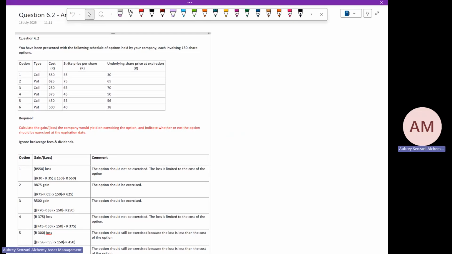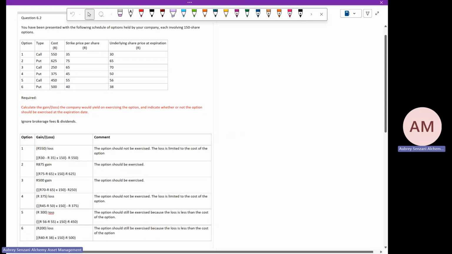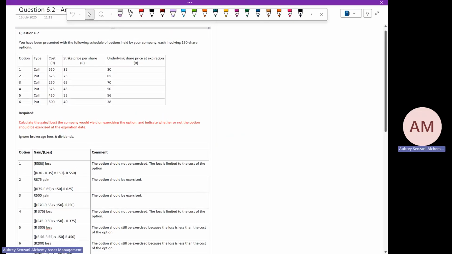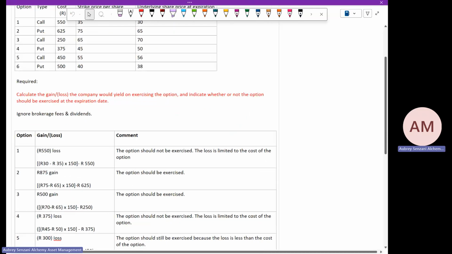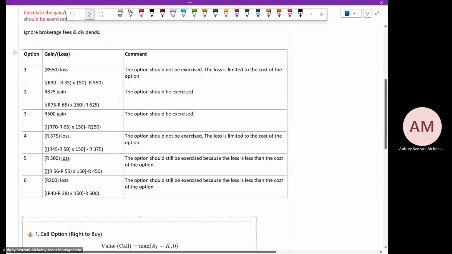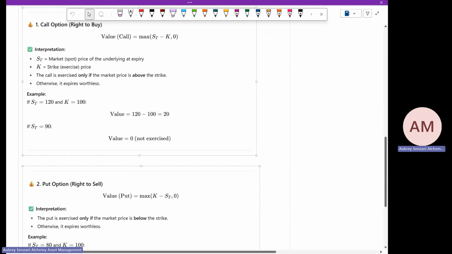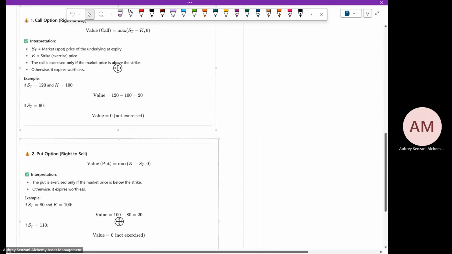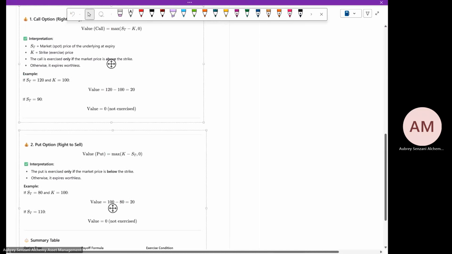It's been off this whole time. So 6.2 is pretty straightforward. But I don't know, I didn't see them give you guys this year. They didn't give you guys the formulas for calculating the value of an option. All right.